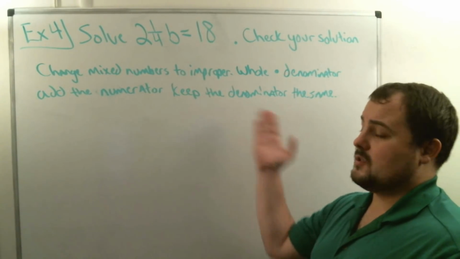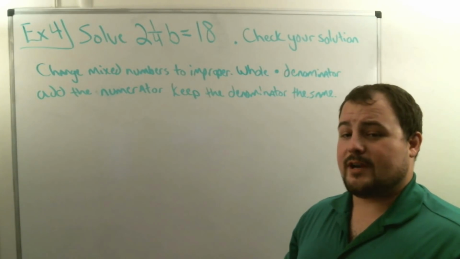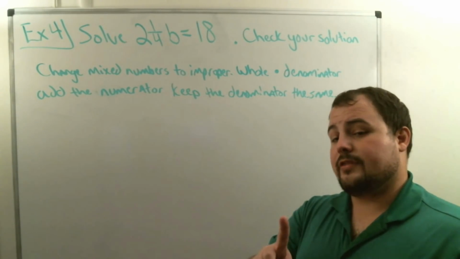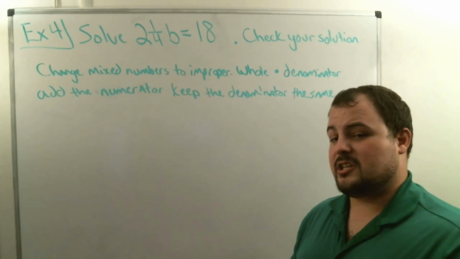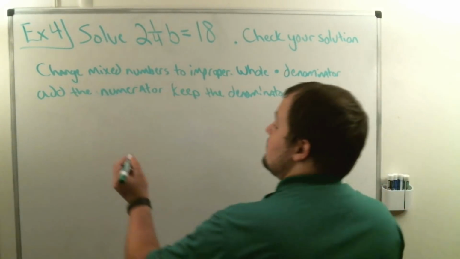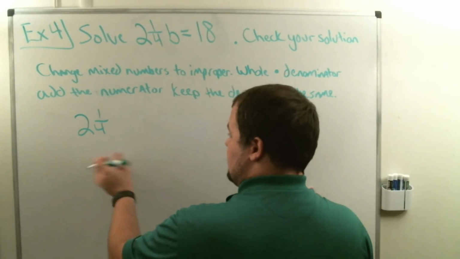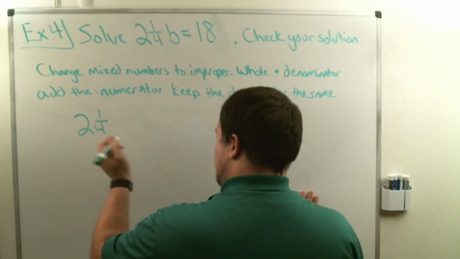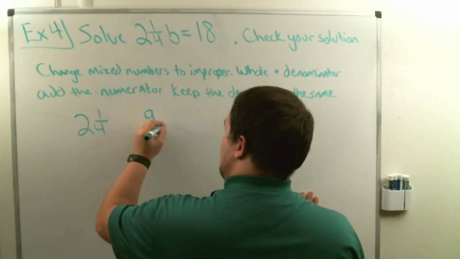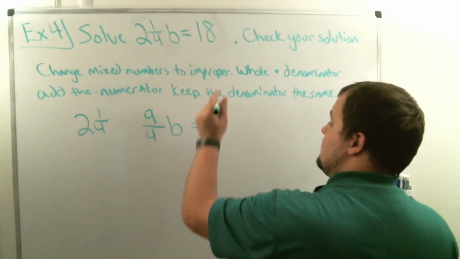So I still kept this rule here. Whenever we have mixed numbers, let's go ahead and change them to an improper fraction. Reminder, if you change one thing to a fraction, you should try to change everything to fractions to make it a little easier to work with. So we have 2 1/4, and we're going to change that to an improper fraction. So 2 times 4, that's 8. 8 plus 1, that's 9. So really, we have 9/4 b equals 18.